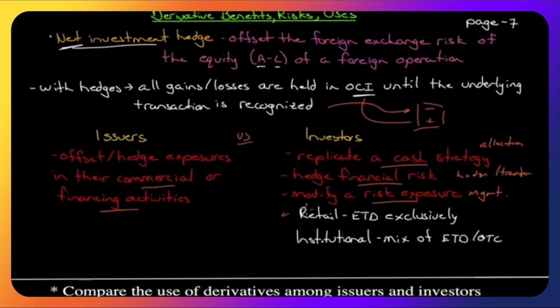For investors, retail investors use exclusively exchange-traded derivatives because they're just not at the size where a dealer is going to consider them a viable counterparty. Institutional investors use a mix of exchange-traded derivatives and over-the-counter.